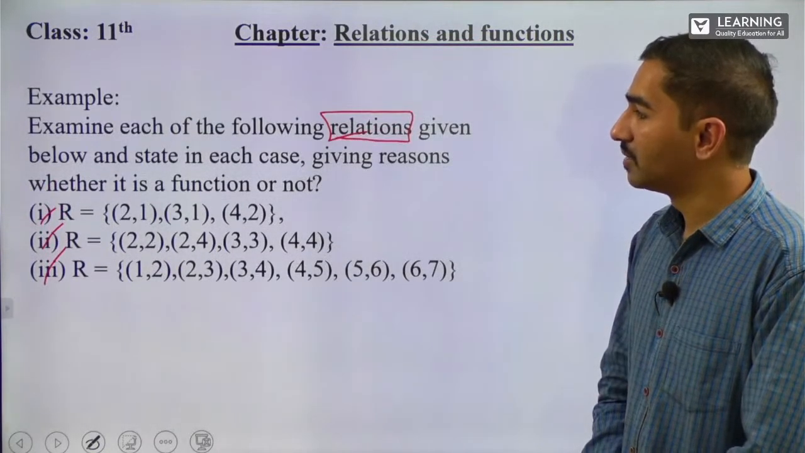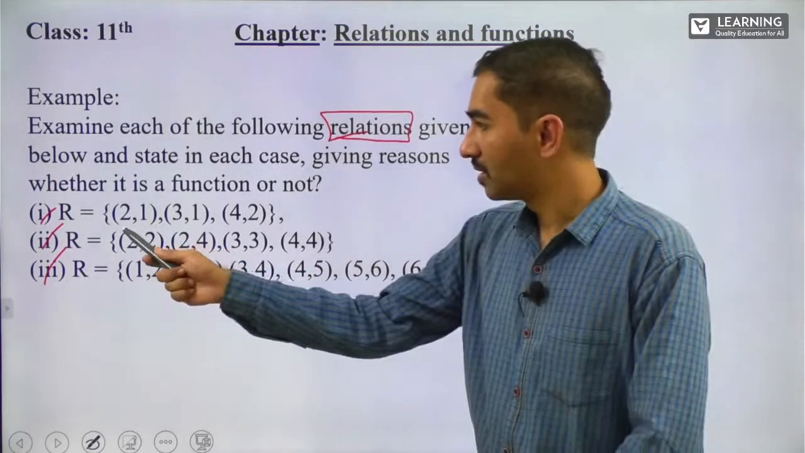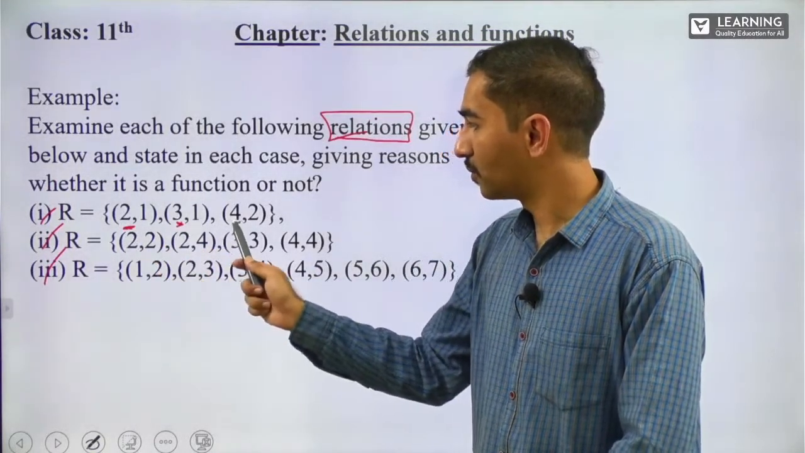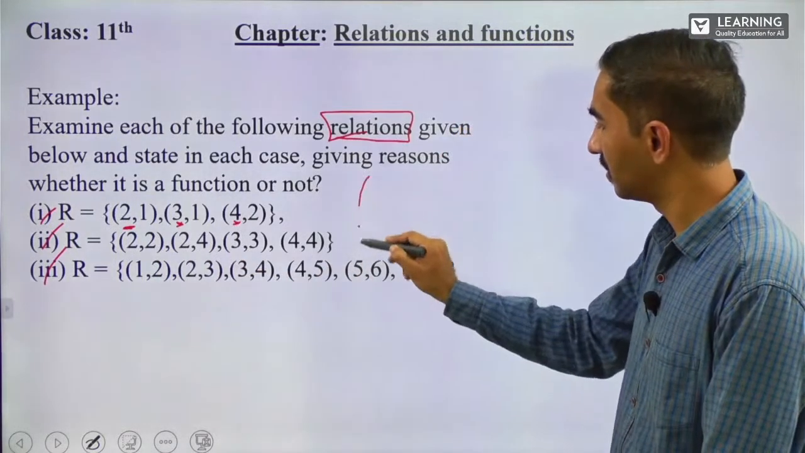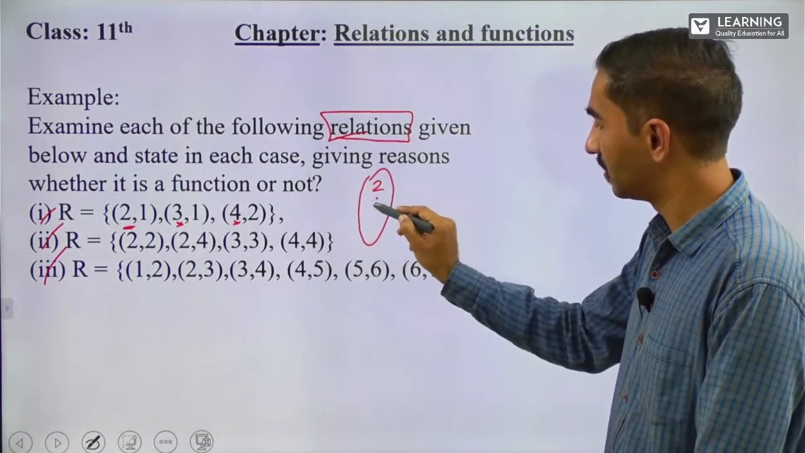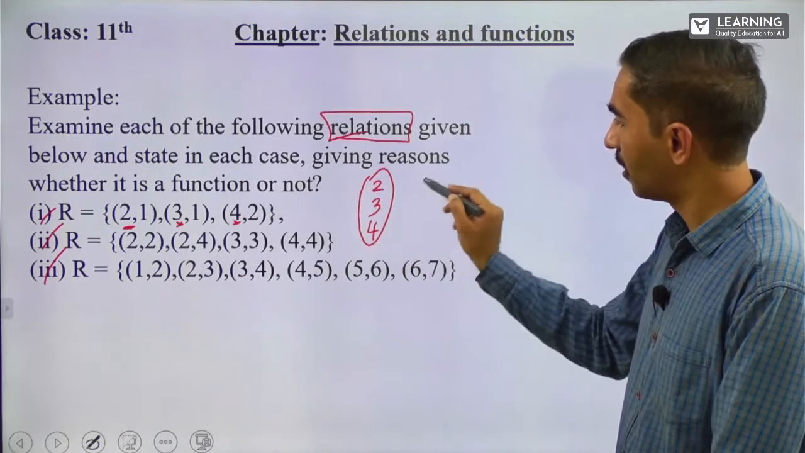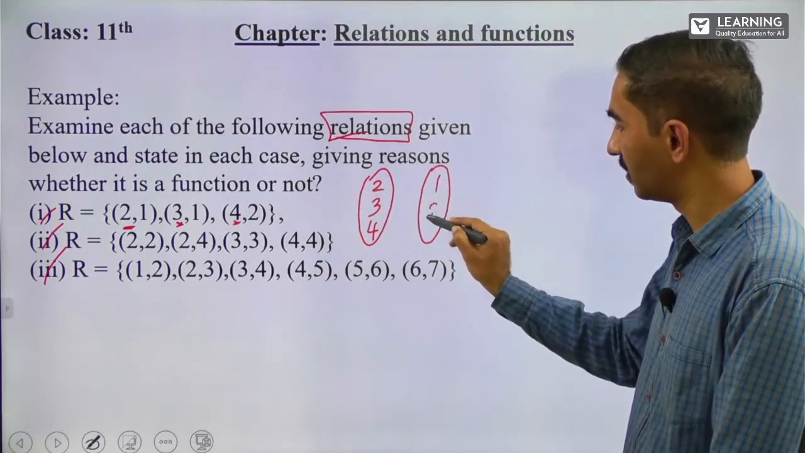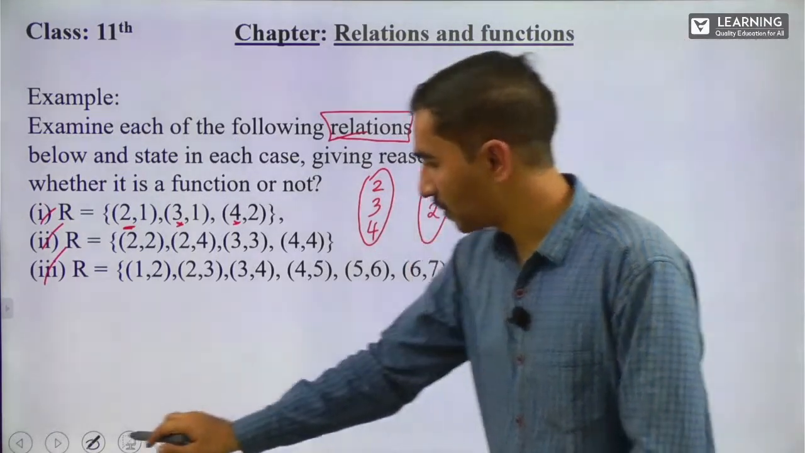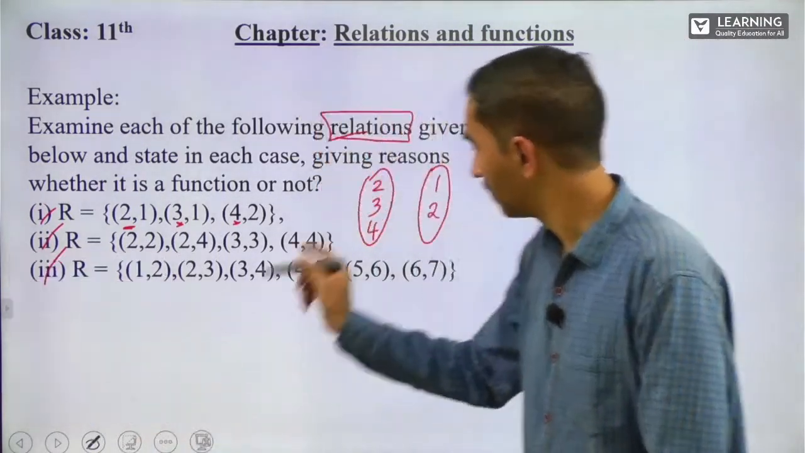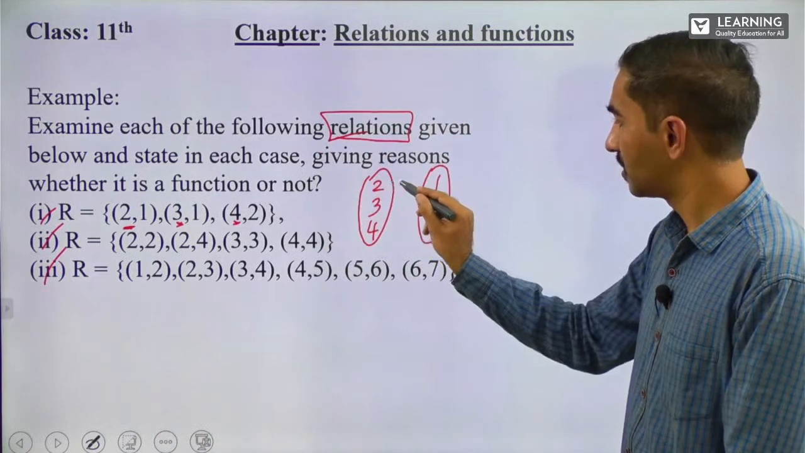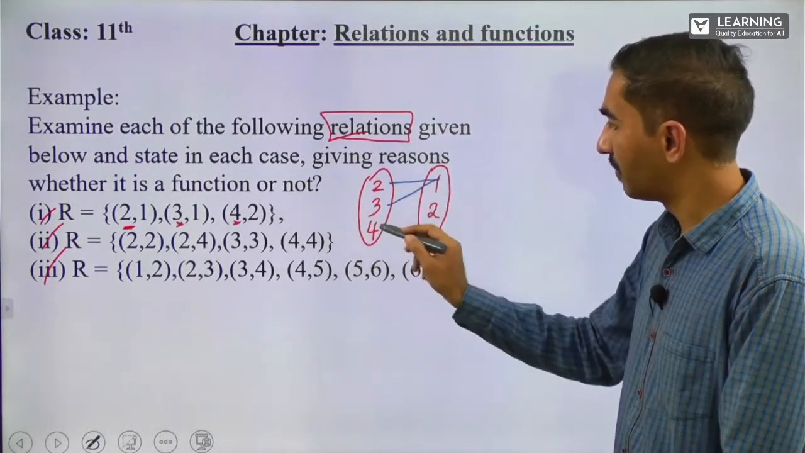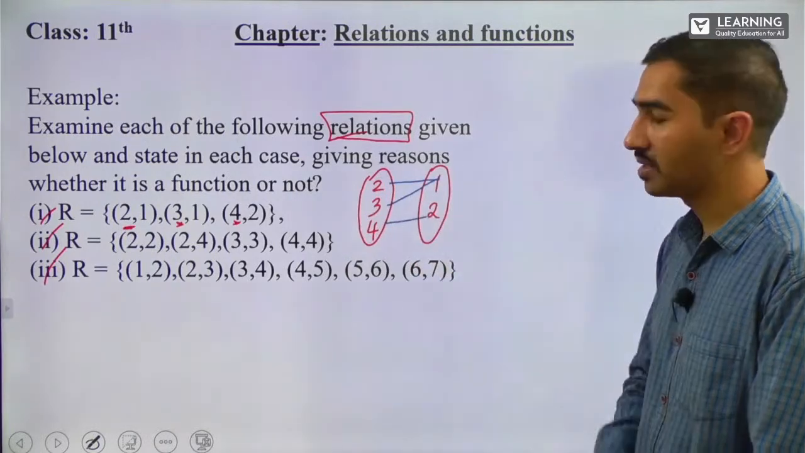Now see, students. 2, 3, 4. We'll write them here. And on this side, what will we be writing? We'll be writing only 1 and 2. Now start mapping them, students. If you start mapping them, 2 maps to 1. For 3 also we are getting the output as 1. And for 4 we are getting the output as 2.